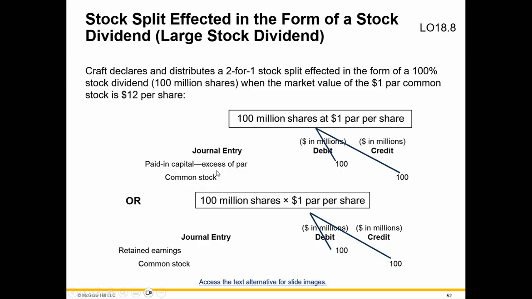So the impact here, you'll reduce the paid-in capital in excess of par, so you'll have less to distribute, but you'll increase what perceives to be an investment amount. Here you'll reduce retained earnings and increase common stock, thereby increasing the investment amount.